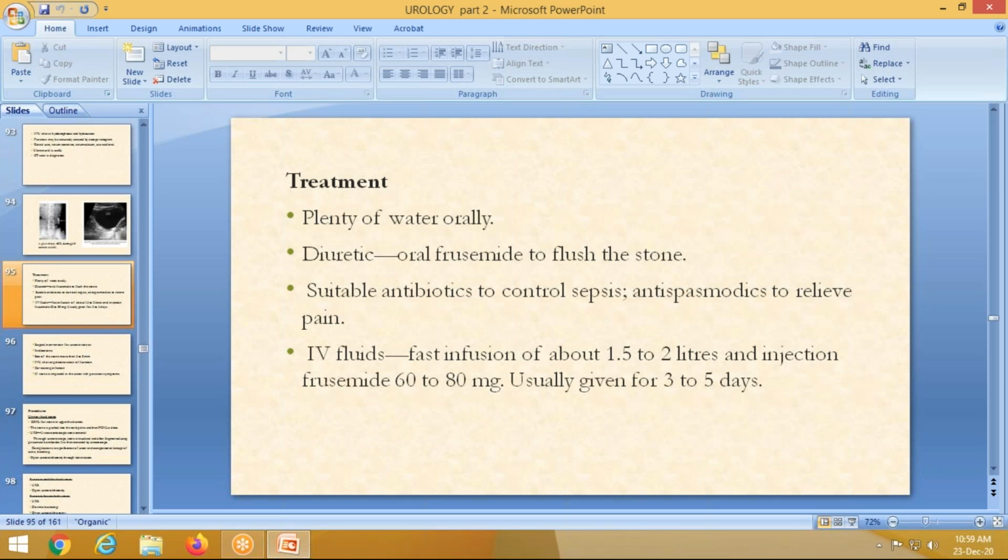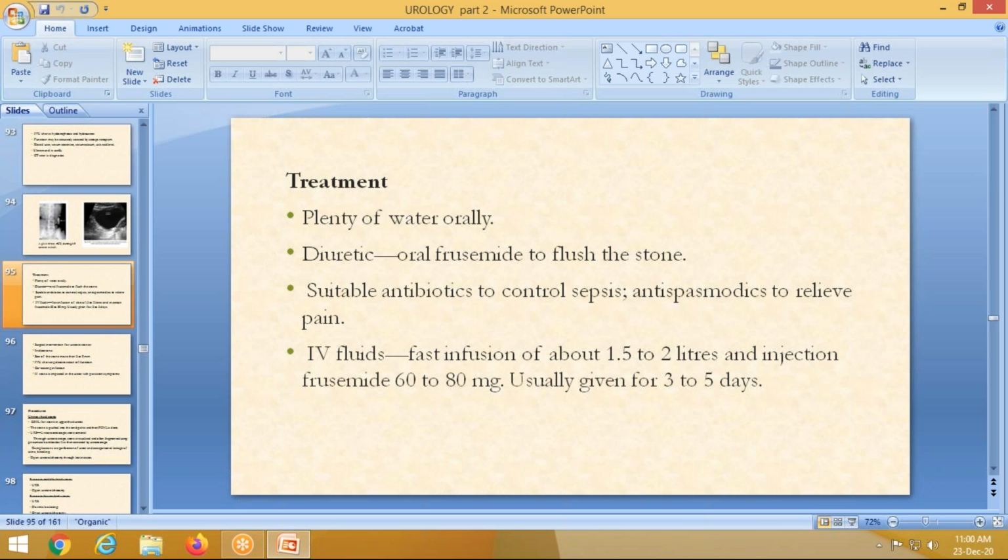So how do you treat? When your patient develops severe pain, you should give some analgesics. First, you have to give fluid therapy. Why do you have to give fluid therapy? To flush out the ureteric stones from the kidney to the ureter, to the bladder, and through the urethra it may come out. So diuretics are to be given.